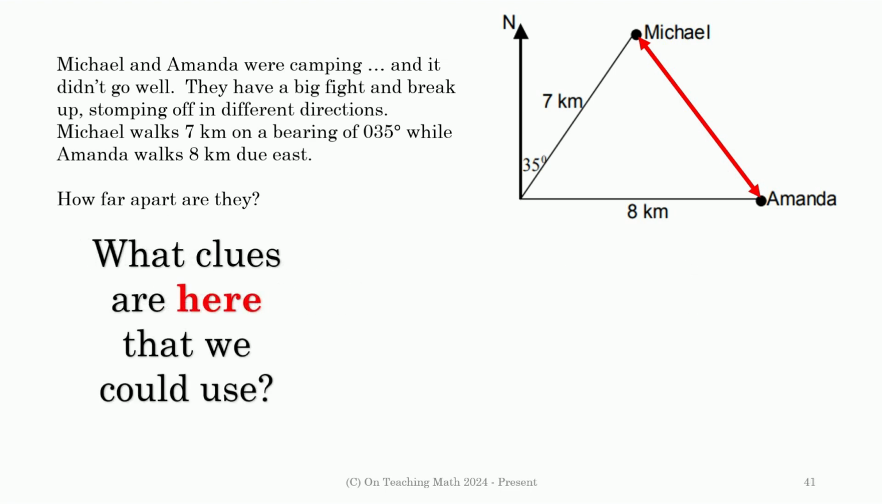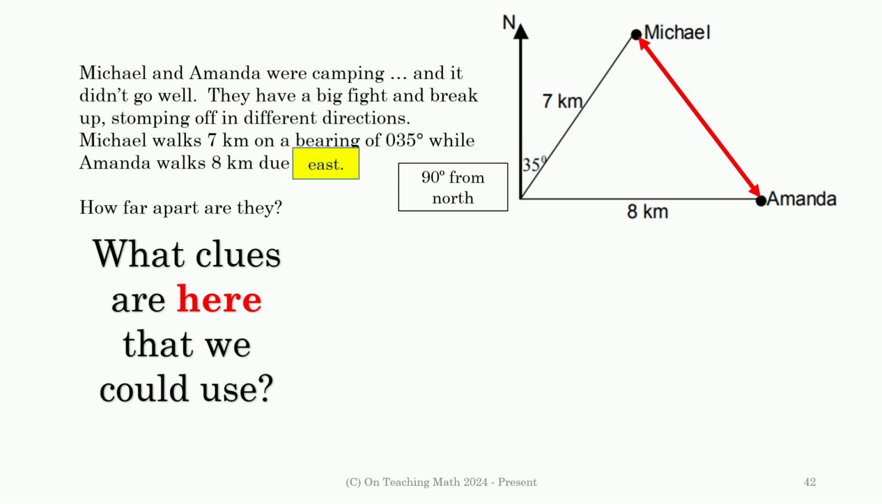So what are our clues? A couple things. Amanda went east. Well, that's perpendicular to north, so that would make a 90-degree angle. And since I know that Michael went at 35 degrees, I can figure out that this one right here is 55 degrees, right? I also know these distances. So I have two sides and an angle. I need to know the distance of the side that's opposite to that angle.